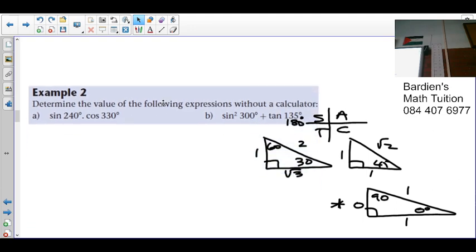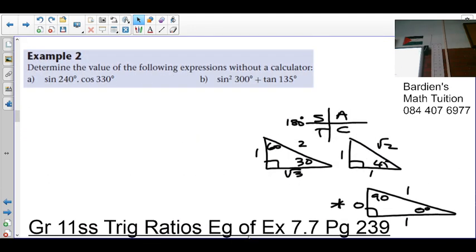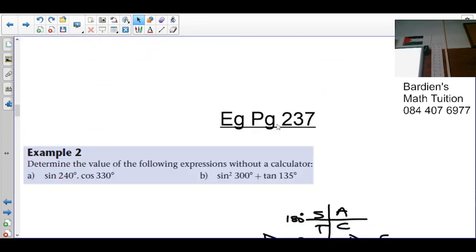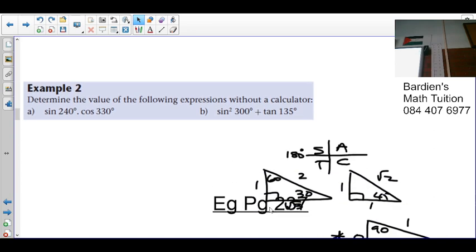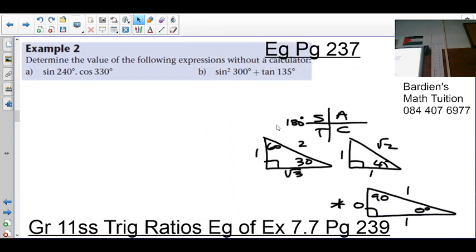Here's example 2. Example 2 is on page 237. Same page? Why did I put it so far away? Alright, so here it says determine the value of the following expressions without a calculator. Alright, so let's look at A.